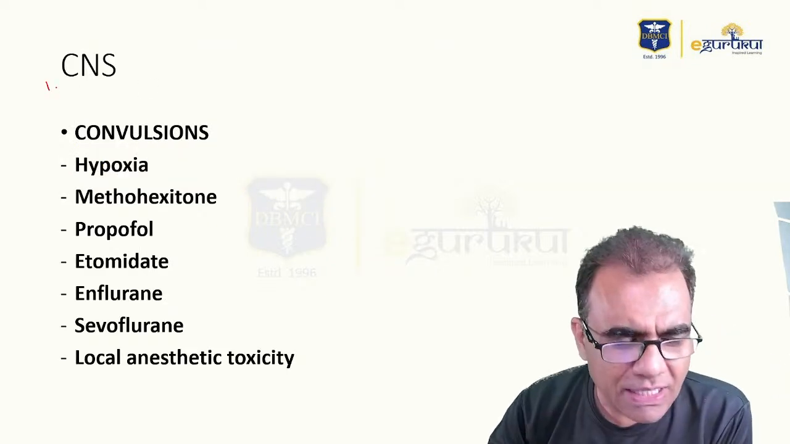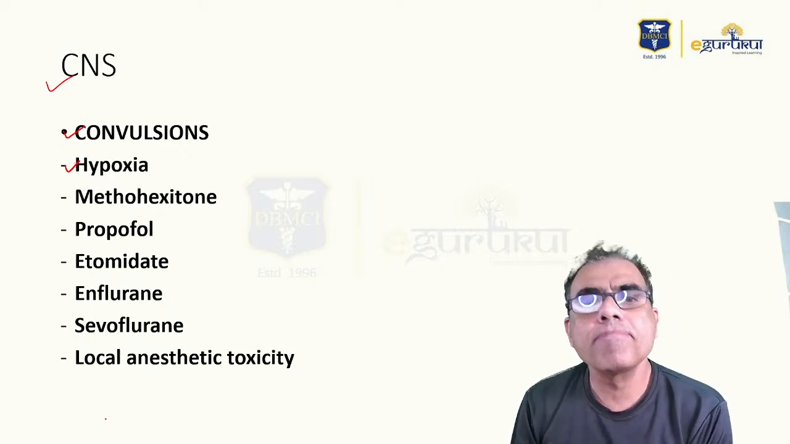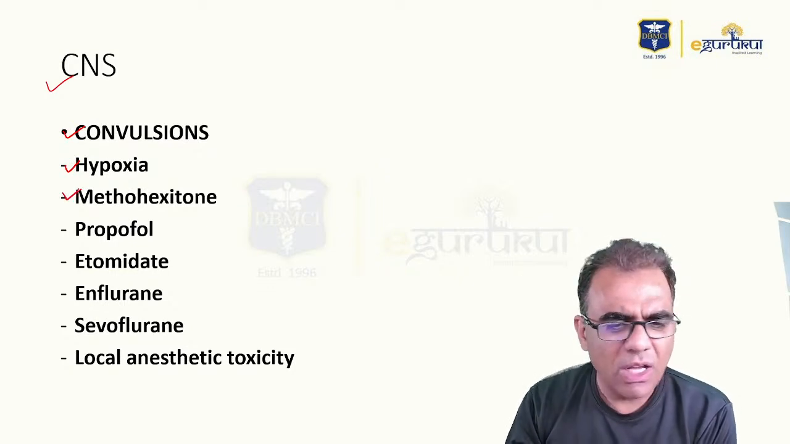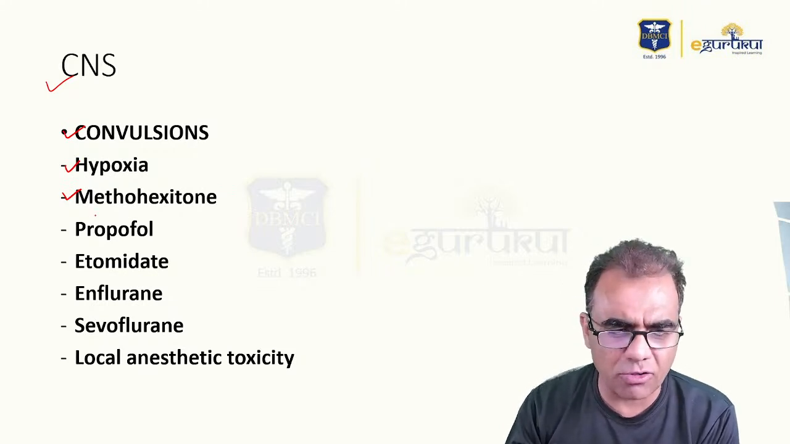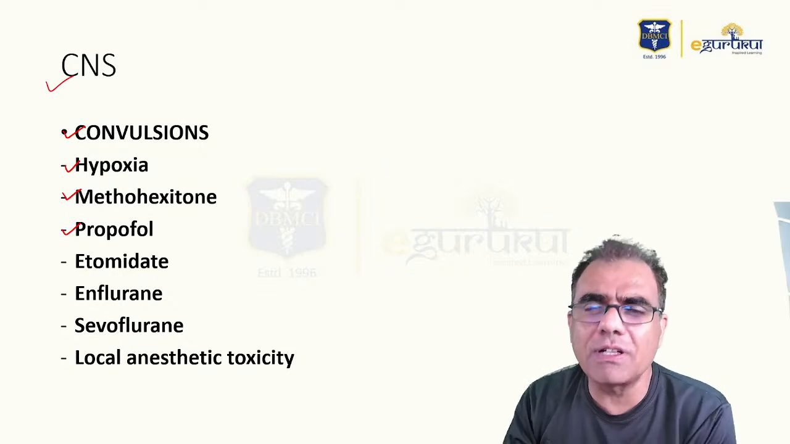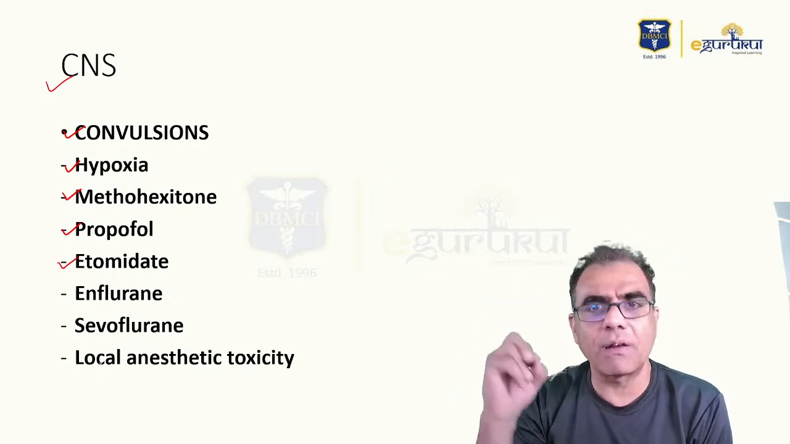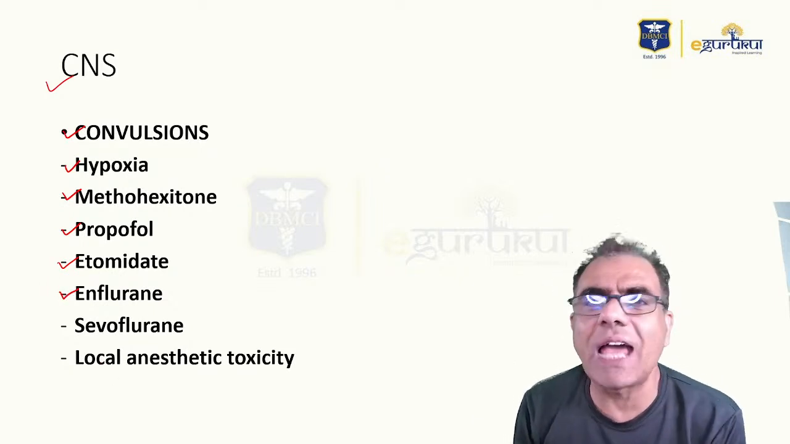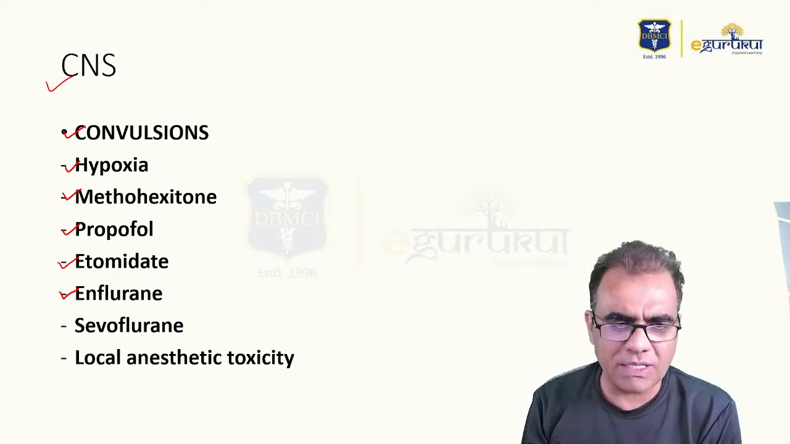Then CNS complications can be convulsions, and the reasons for convulsions may be hypoxia or anesthetic drugs which can cause convulsions. Methohexitone we did not discuss because it is not used nowadays. In fact, propofol can also cause convulsions, but rarely. Similarly, etomidate can also cause convulsions, but rarely. One volatile agent, an inhalation agent which can cause convulsions, is enflurane, but enflurane again we did not discuss because that is not used in the present day.